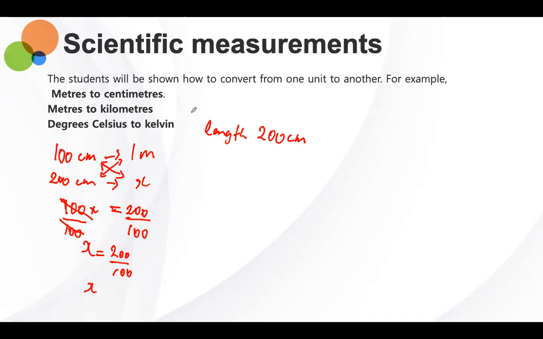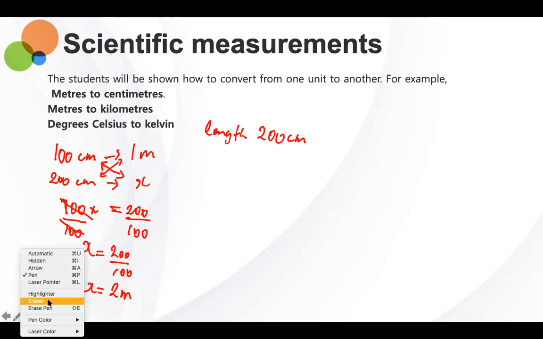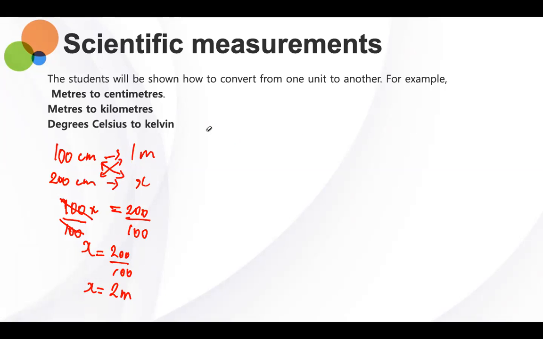X is equal to how much? 200. 200 divided by 100 is how much? So 2 meters, right? Yes, sir. Is that clear? Yes, sir.